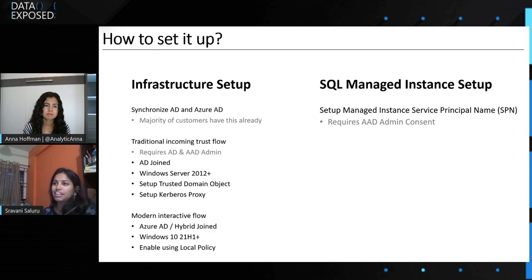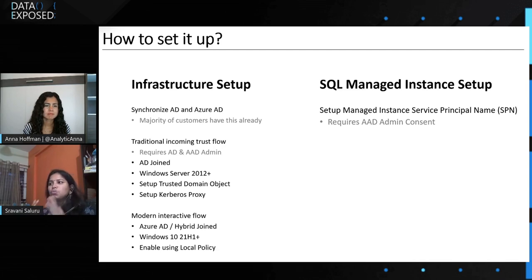hybrid joined or an AD joined machine, and if the operating system is Windows 10, 21H1 and above, in that case they don't have to do anything. We just have to enable a local policy to allow Kerberos token during the login. And once the local policy is configured, the modern interactive flow works just fine. So the only clause for this is the applications that can have an interactive flow where you can provide the login. That is where you can set up this flow.